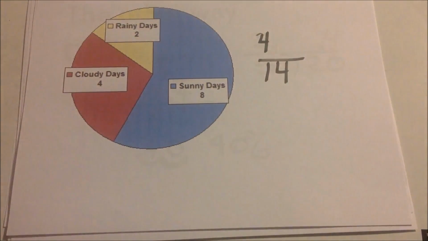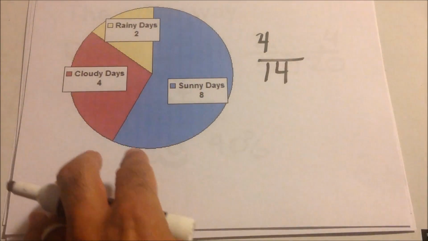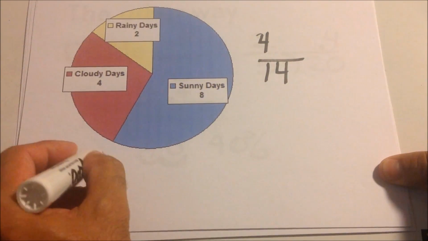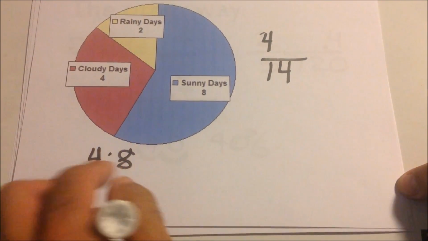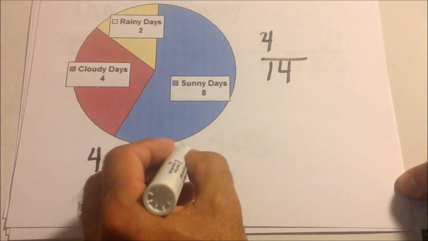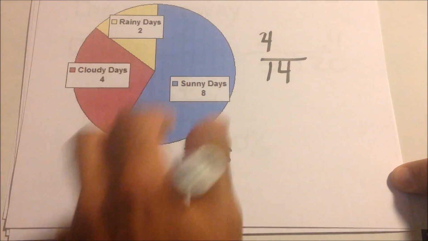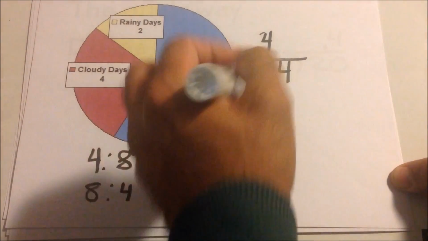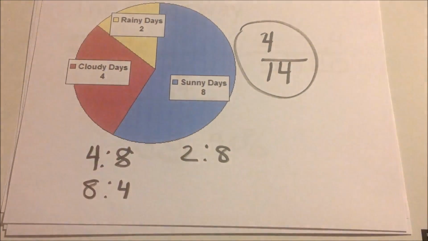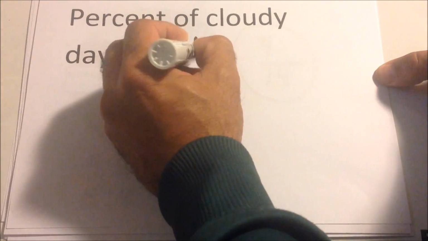So there's the fraction. If you wanted to do a ratio, you have to compare certain days. Let's say I wanted to say cloudy days to sunny days. Well, the cloudy days to sunny days will be 4 to 8. Right? What if I did rainy days to sunny days? Well, that would be 2 to 8. What if I did sunny days to cloudy days? The reverse. Whatever comes first you have to do. And of course, you can simplify those. So here's our fraction, 4 over 14. That's our fraction. How do we get the percent of the cloudy days? How do we get the percent then? Try that. So again, the fraction was 4 over 14.